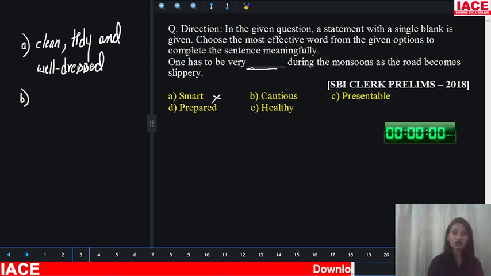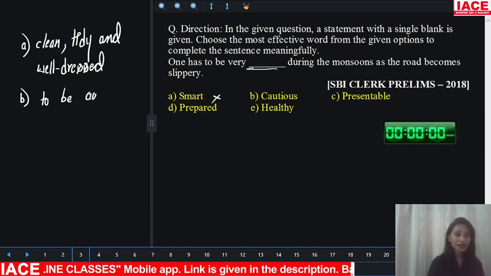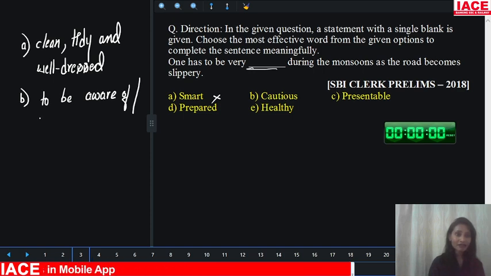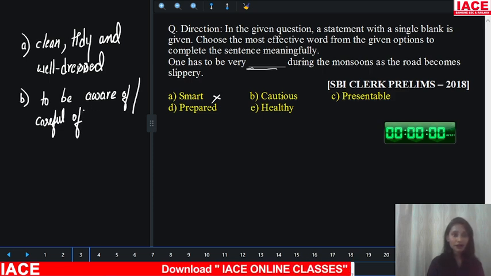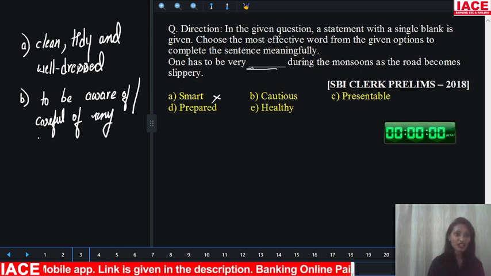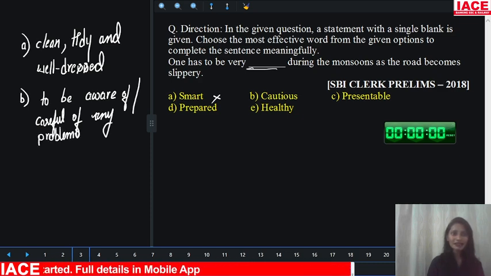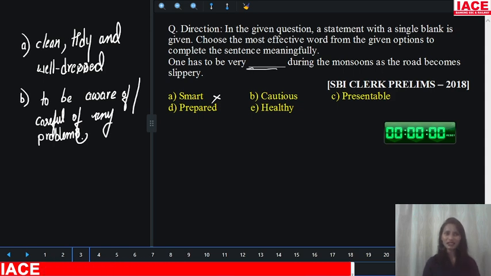Next one, be cautious. What do you mean by cautious? Cautious means to be aware, or to be aware of, or careful of any potential problems, like any problems. That means what is this, careful of any problems? What is this, aware of any problems?